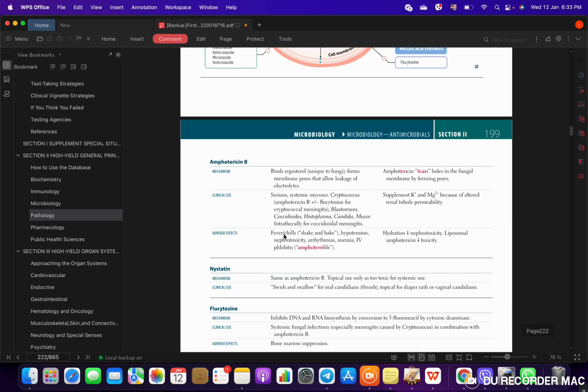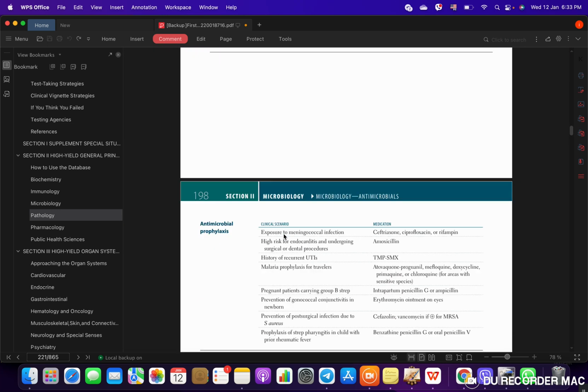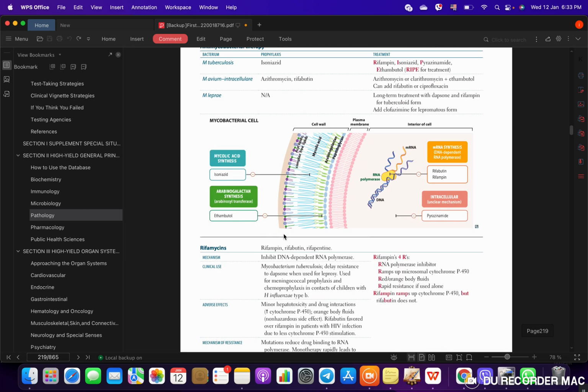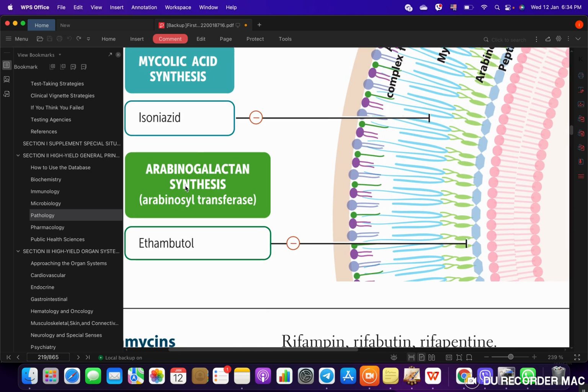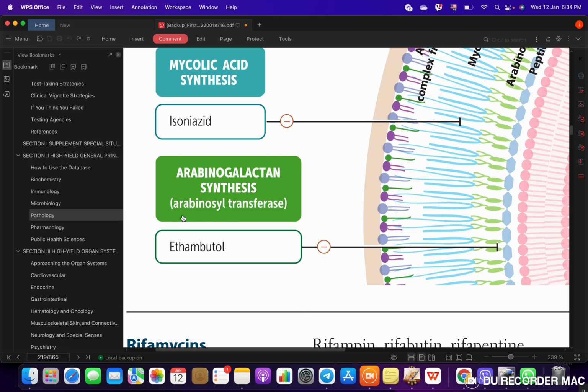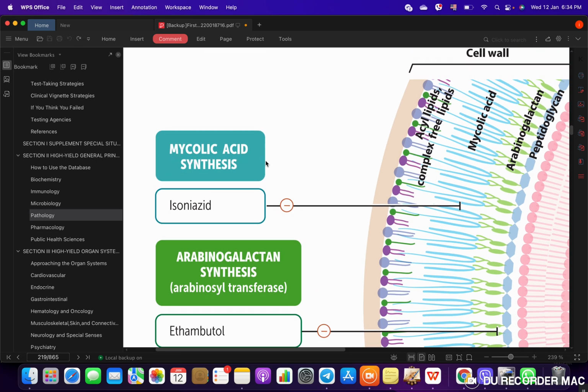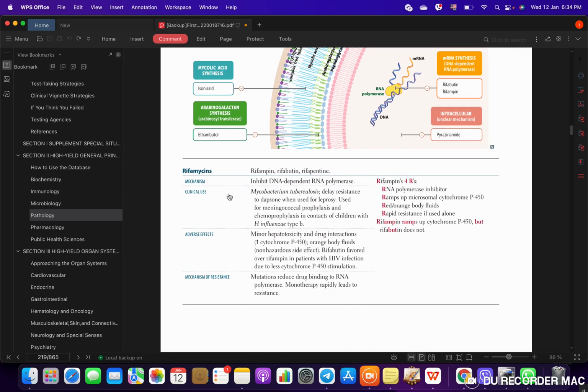The next thing I'm going to speak about will be regarding the different therapies. Pyrazinamide, we have no idea how it works, but still, we use it because it works. For the arabinogalactan synthesis, we have this Arab guy, arabinosyl transferase. For him, we use ethambutol. And for the mycolic acid synthesis, we can use isoniazid. So let's speak about each of these treatments, starting with the rifamycins: rifampin, rifabutin, rifapentine.